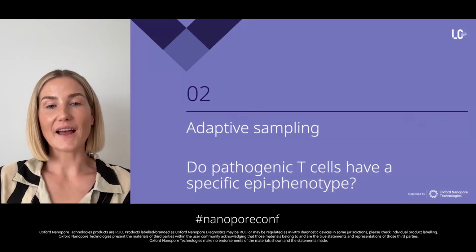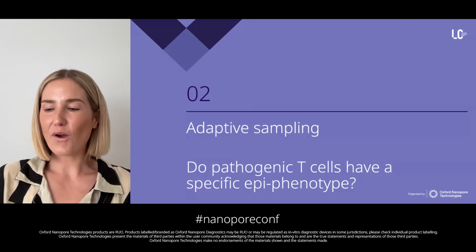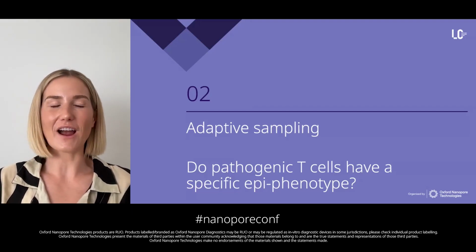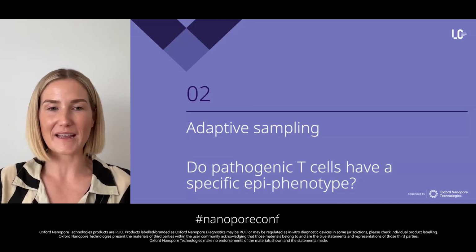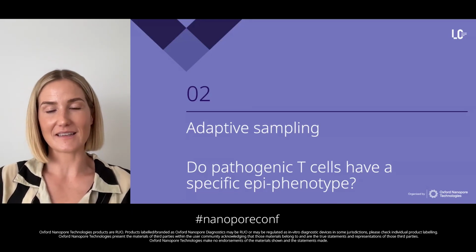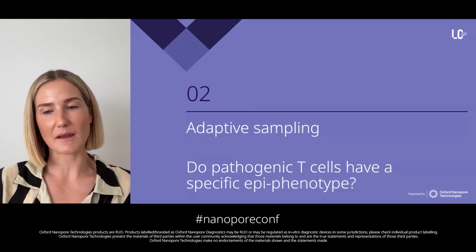So the next question we had was, do pathogenic T cells have a specific epigenetic phenotype? And when you're working with clinical samples, you're unable to have micrograms of DNA. So our previous method was not appropriate. So to study these more clinically relevant samples, we used an adaptive sampling technique.